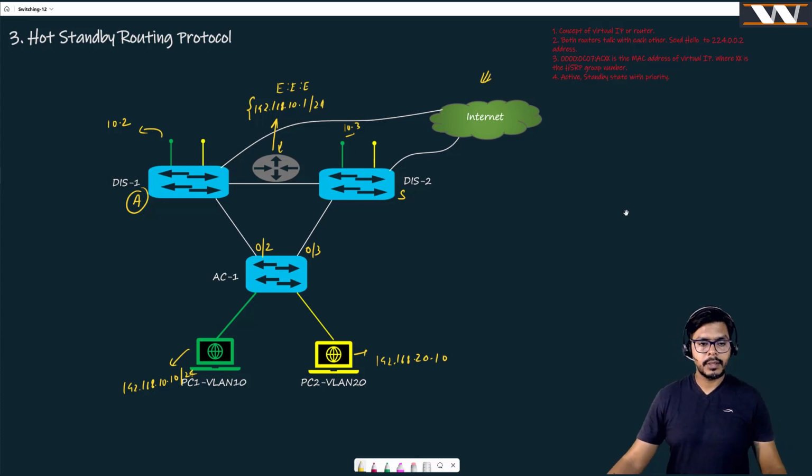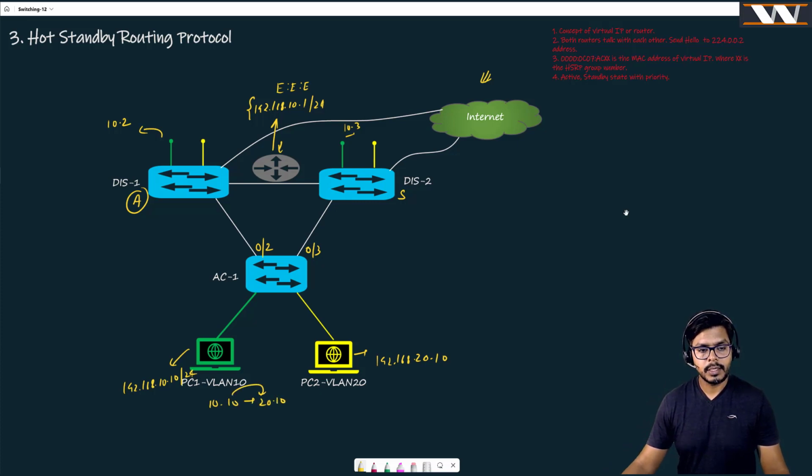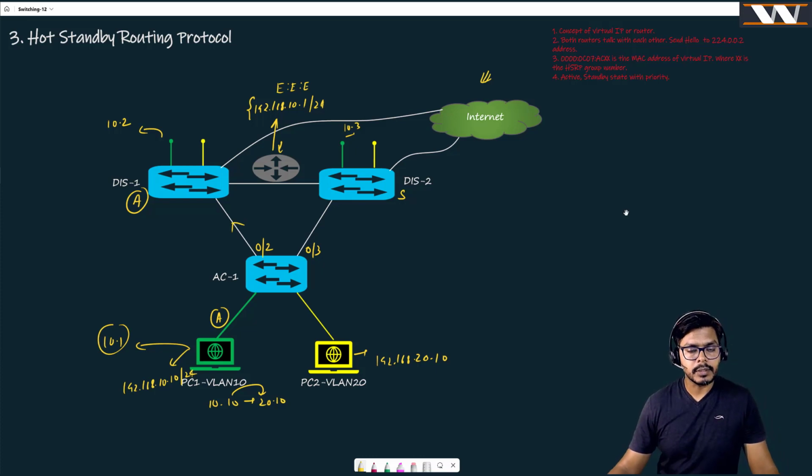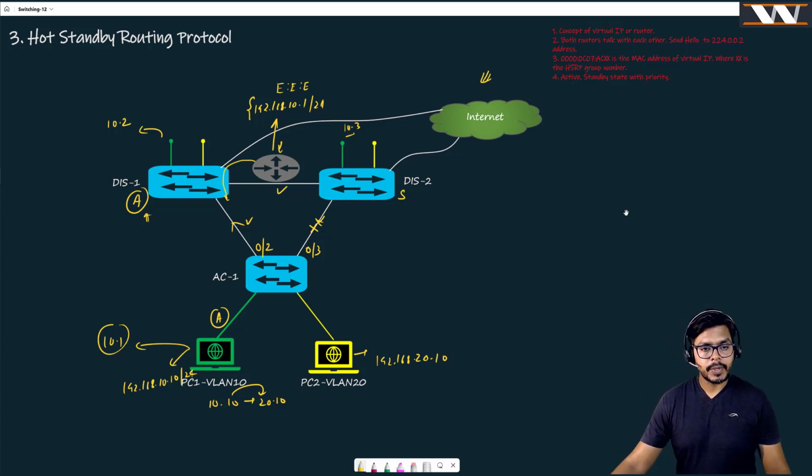What is going to happen if 10.10 wants to communicate to 20.10, between VLANs? It is going to go to its default gateway. It is going to send the ARP message here. I am presuming this link is blocked because of STP, because this link and this link are up. What is going to happen? The virtual router is going to reply, because now the virtual router is the property of the active switch. So we are going to get the reply from here.